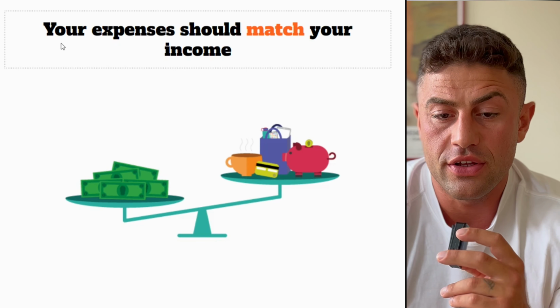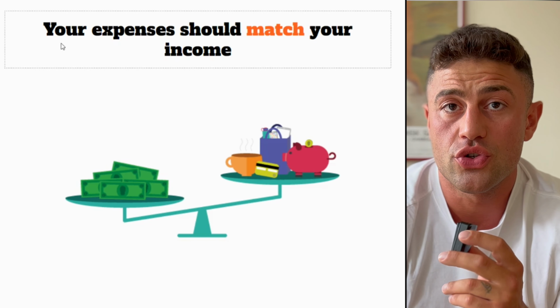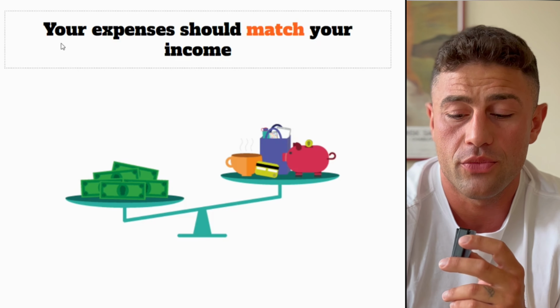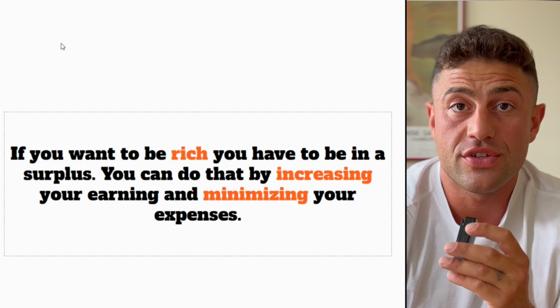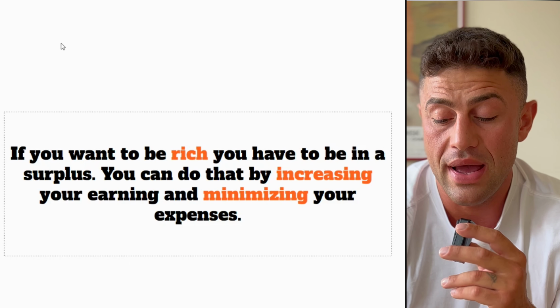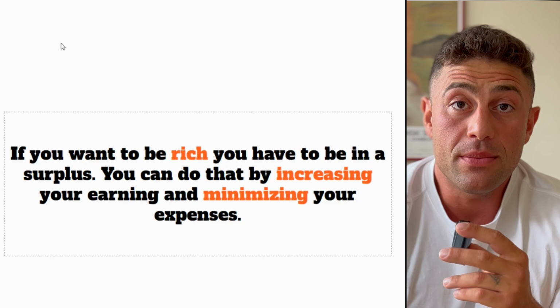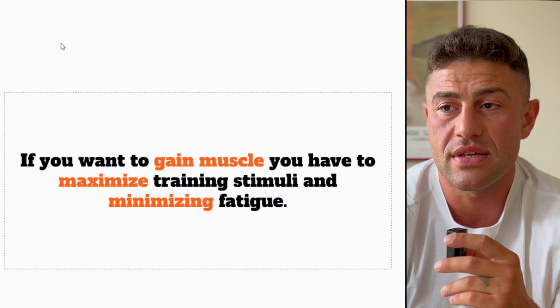If we compare training to your economy, we can say that your expenses should match your income, your earnings. Now, if you want to be rich, you have to be in a surplus, meaning you have to earn more than you expend. Either you have to minimize your expenses or maximize your earning. What does this mean inside the gym?